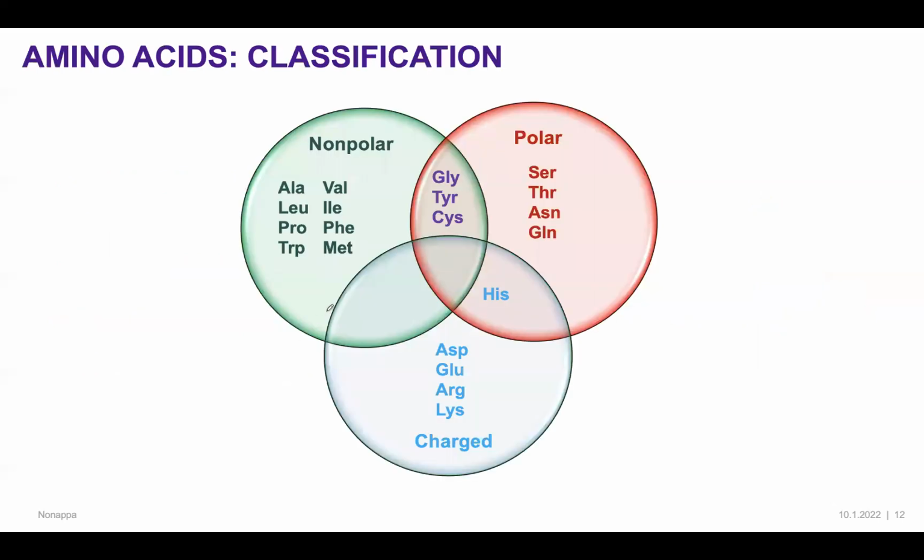If you look into the classification of amino acids, we can broadly classify them as nonpolar, polar, or charged, and not all of them fall into these classes. There are certain exceptions, such as histidine, which can be polar, but also can be considered as a charged amino acid. There are some amino acids which can have both nonpolar and polar properties, such as glycine, tyrosine, and cysteine.